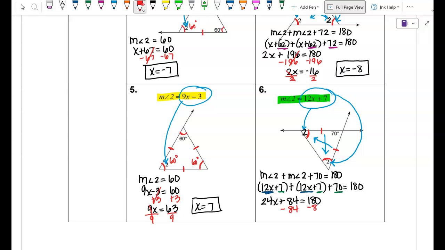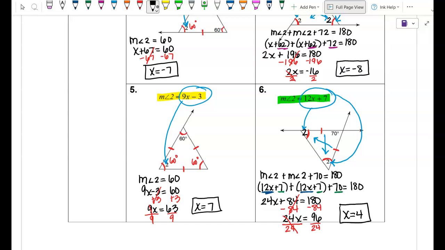Subtract 84 from both sides. We get 24x equals 96. Divide both sides by 24. And we get x equals 4.